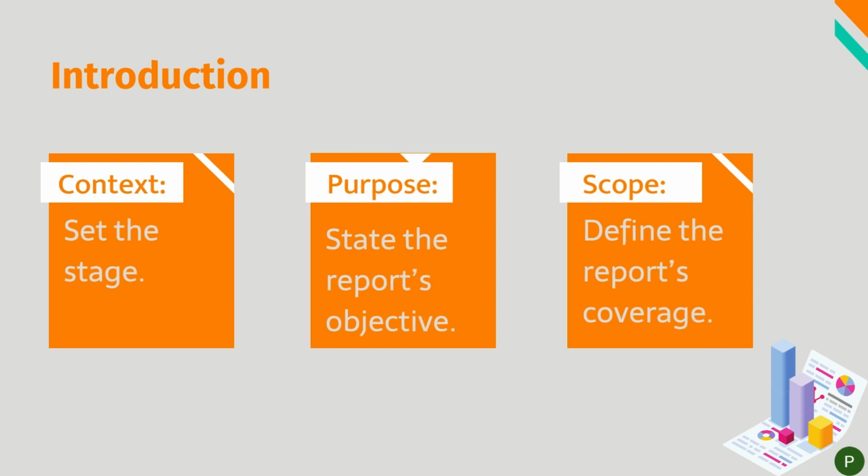Moving on to the introduction. The introduction sets the stage by providing context for the rest of the report. So clearly state the report's objective and define its scope. For example, this report aims to analyze the financial performance of Q2 2024, focusing on revenue and expenses to inform strategic planning. This sentence helps the reader understand the importance and purpose of your report.